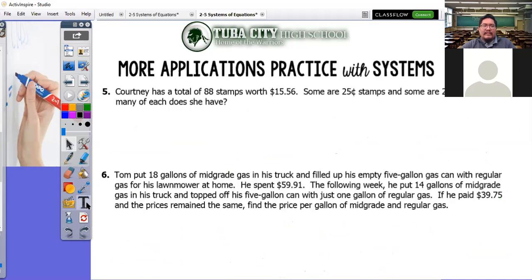All right, so for this one here, let's see. Courtney has a total of 88 stamps worth $15.56. Some are 25-cent stamps and some are 2-cent stamps. So we're looking at 2 categories of stamps here. How many of each does she have?